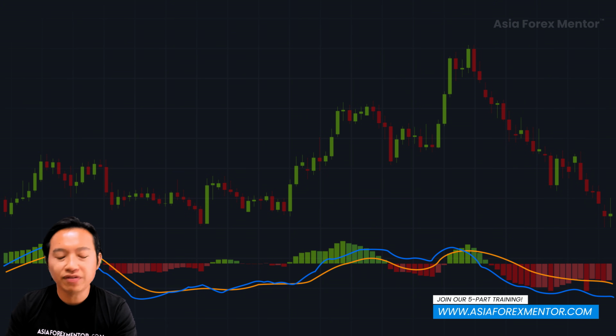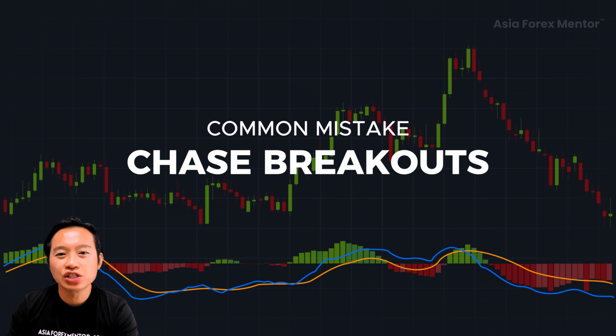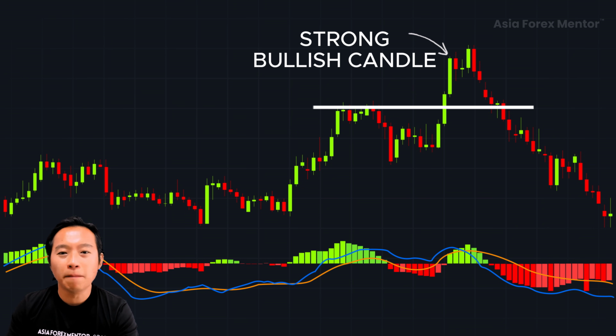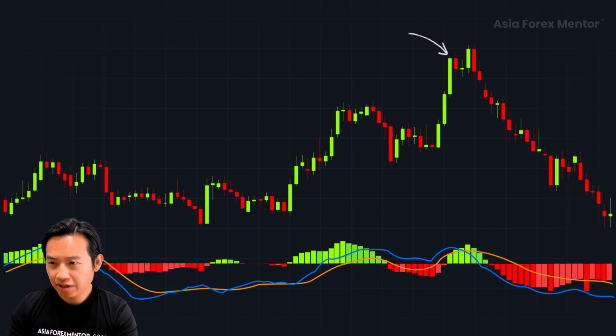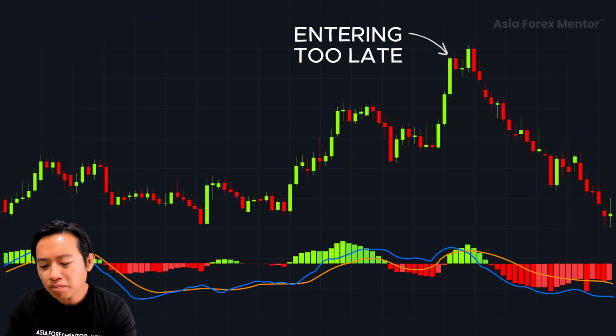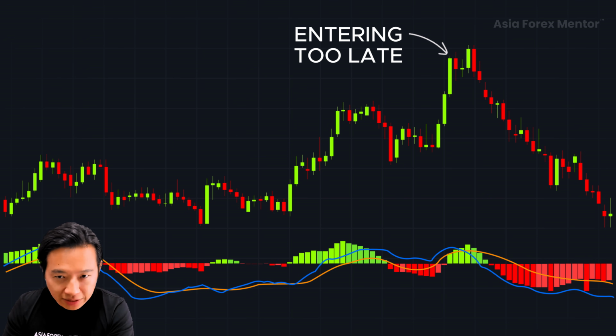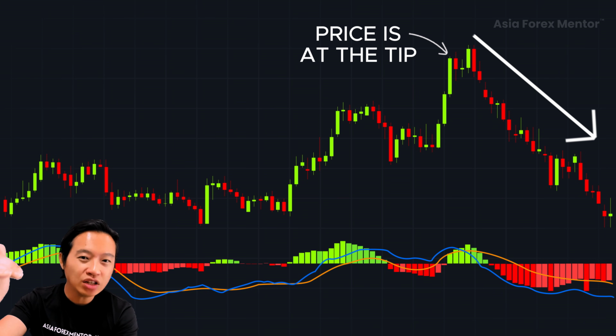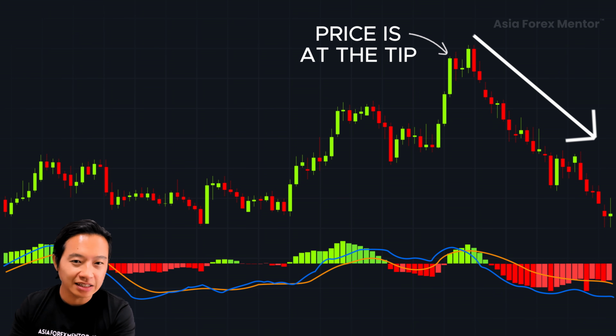A lot of traders, when they first start trading, make the common mistake of chasing breakouts, for example. Whenever they see a strong bullish candle, they feel like it's going to break out. You have to buy the breakout, thinking that you're going to catch the trend. One potential issue is that they are entering a little bit too late. By the time they buy, the price is at the peak and ready to reverse in the opposite direction.